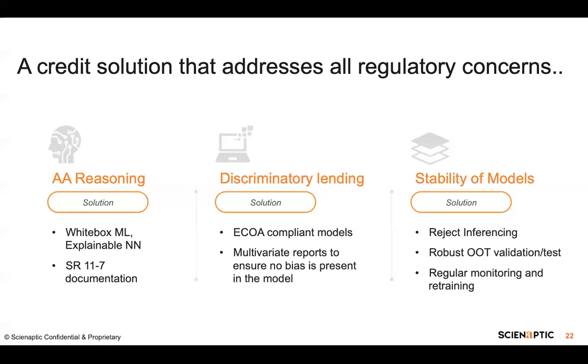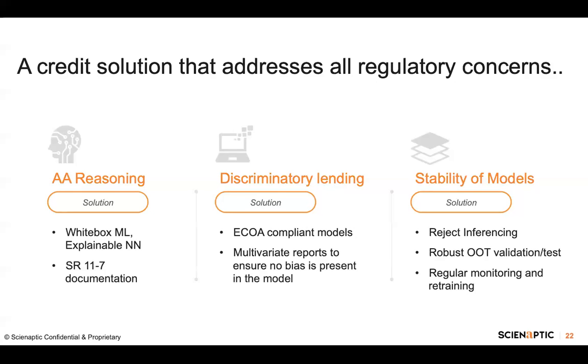That, of course, is paired with our detailed ECOA compliant reports to confirm any bias in the model from a lending perspective. So this is a very critical element of the new phase where the growth is heading.